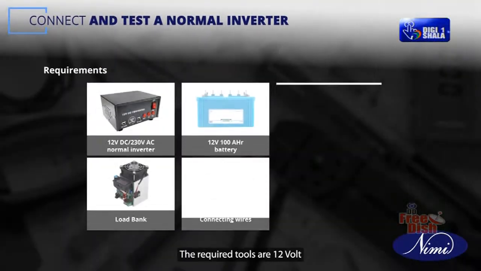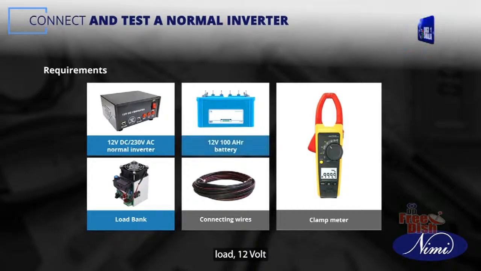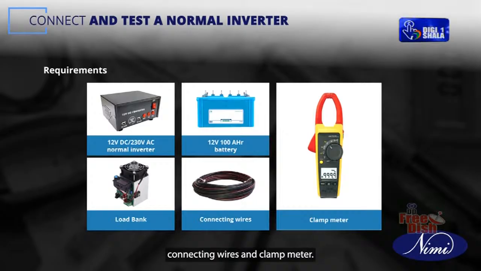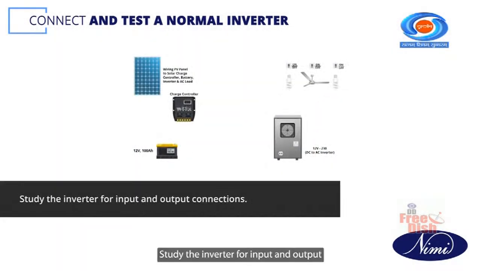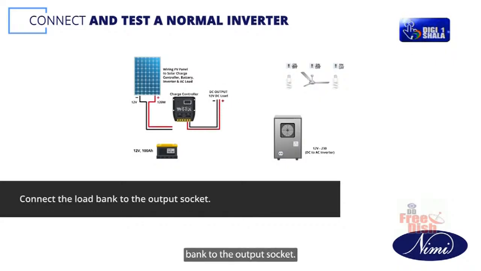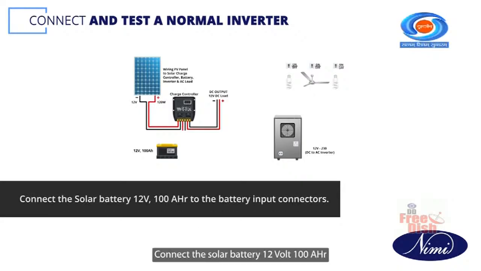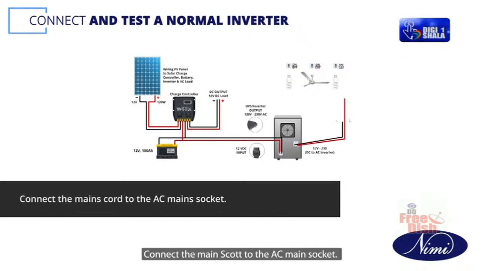The required tools are 12 volt DC or 230 volt AC normal inverter, load, 12 volt 100 ampere hour battery, connecting wires and clamp meter. Study the inverter for input and output connections. Connect the load bank to the output socket. Connect the solar battery 12 volt 100 ampere hour to the battery input connectors. Connect the mains cord to the AC mains socket.